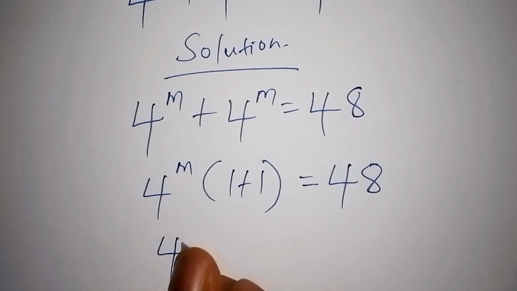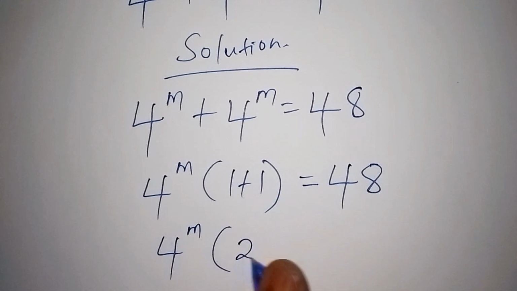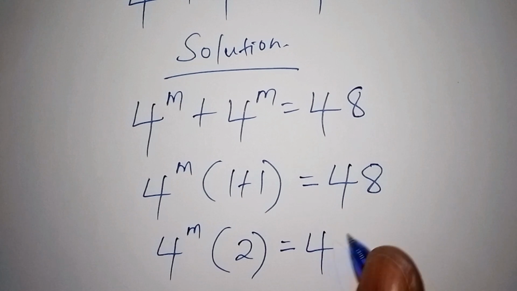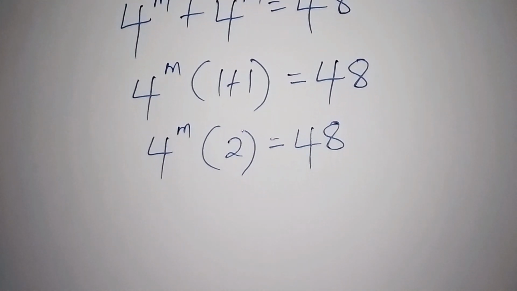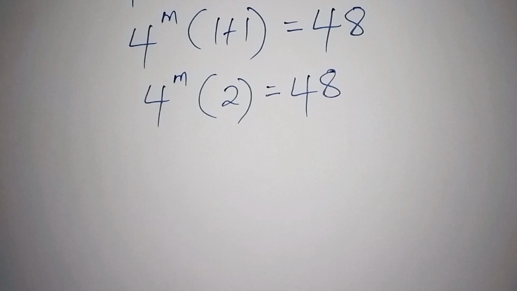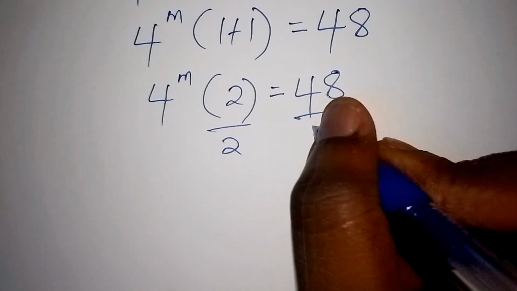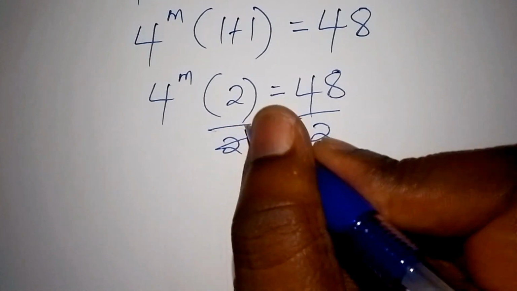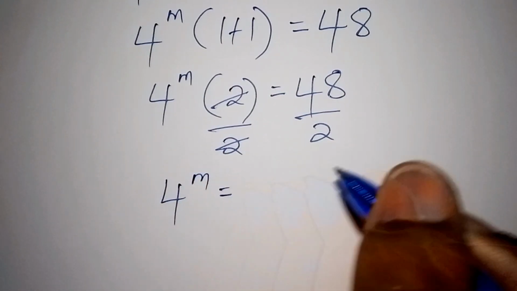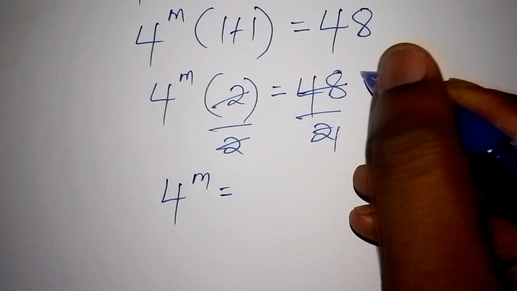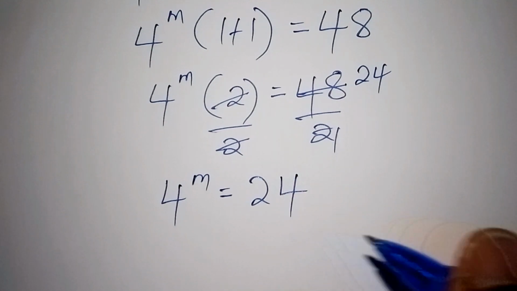Let's now work out the number inside the bracket. So 4 to the power of m into bracket 1 plus 1, which is 2, equals 48. The 2 inside the bracket, we can work it out by dividing both sides, so that 2 cancels 2. Now 4 to the power of m equals 48 divided by 2, which is 24. So 4 to the power of m equals 24.